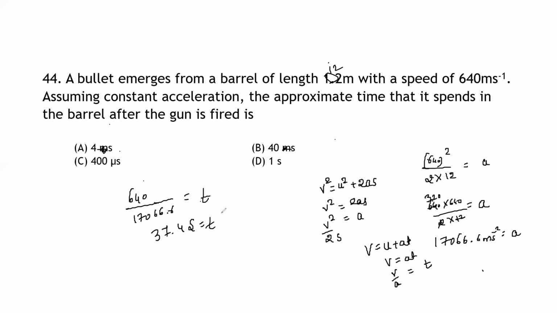If you see the options, 37 or 38 are not there. So the nearby value for 37.4 seconds is 40 seconds. Therefore, option B is the correct option.